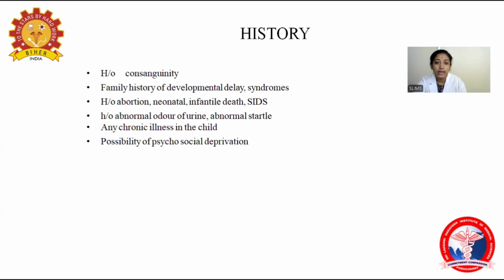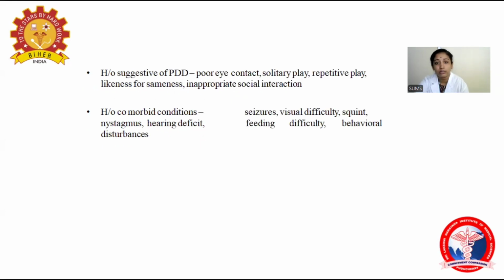Because chronic illness can lead to malnutrition, which in turn will cause developmental delay, which is correctable. Next is any possibility of psychosocial deprivation. Next, we have to ask for history suggestive of pervasive developmental disorders, with poor eye contact, solitary play, repetitive play, liking for sameness, and inappropriate social interaction.